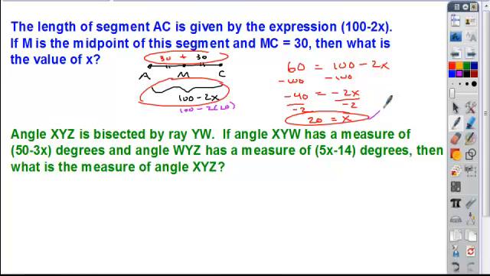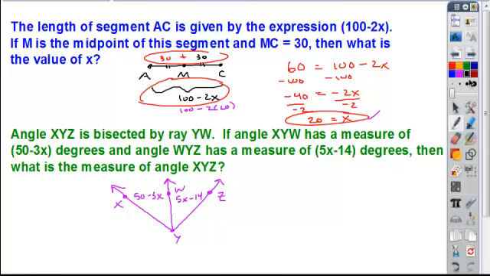Right, a similar type problem is dealing with a bisected angle. So once again, if you set it up visually, it's helpful. If you have angle XYZ, so here's X, Y, and Z, and it's bisected by ray YW, so here's point W. If the angle XYW has a measure of 50 minus 3x, and angle WYZ has a measure of 5x minus 14, then what's the measure of this whole angle XYZ?